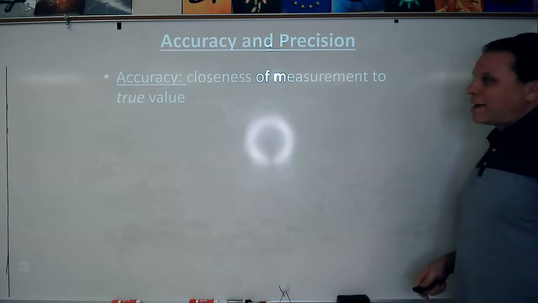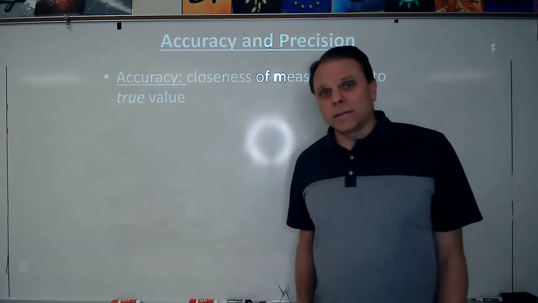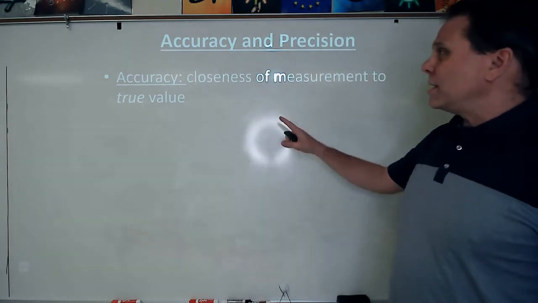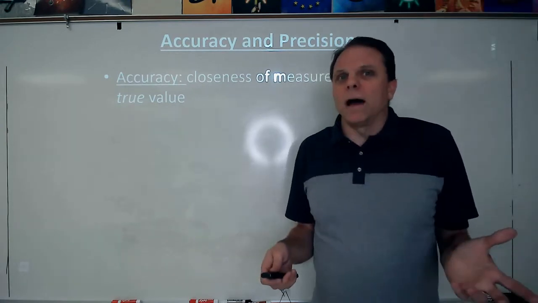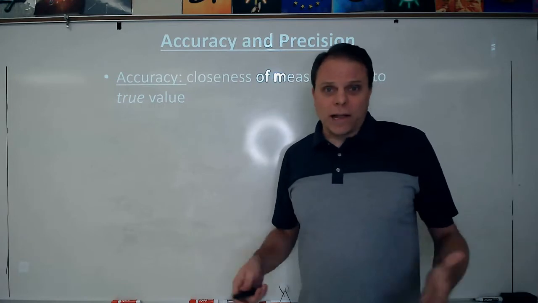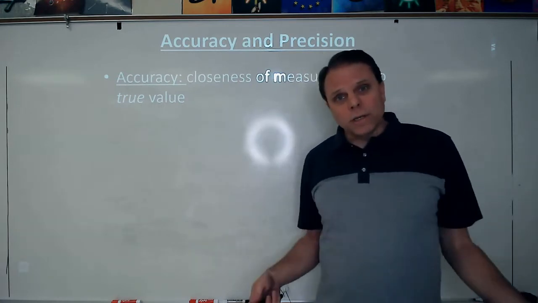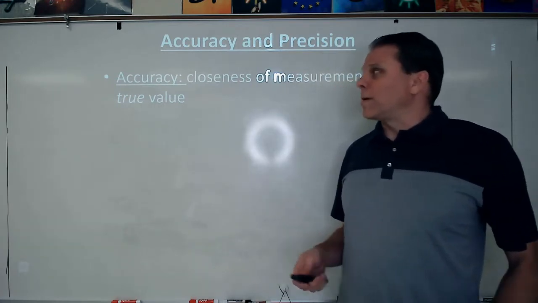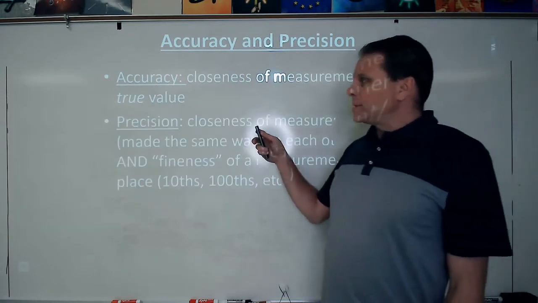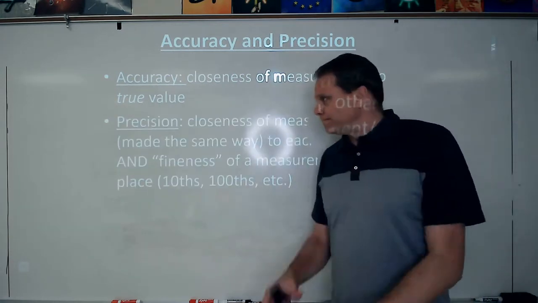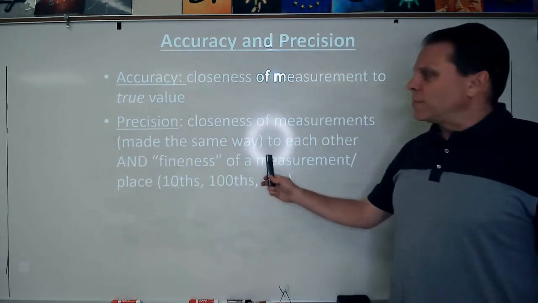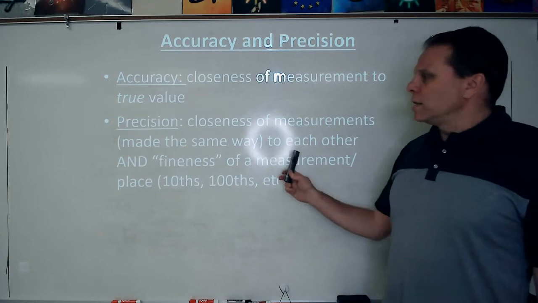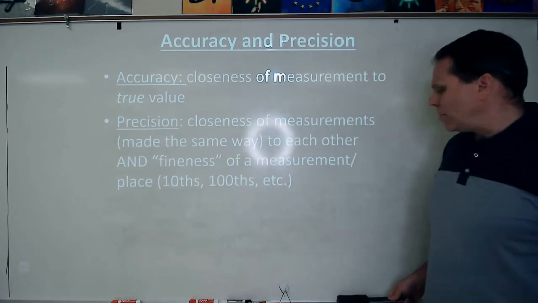All right. Accuracy versus precision. Okay, now you know how to do scientific notation. Accuracy is how close we are to a true value. Sometimes we don't know a true value, and so it's hard to say if we're accurate. But if we know the actual correct value, then we can figure out if we're accurate or not. And then precision is how closely grouped things are. So are we finding answers made in the same way? And are they close or fine in a measurement?